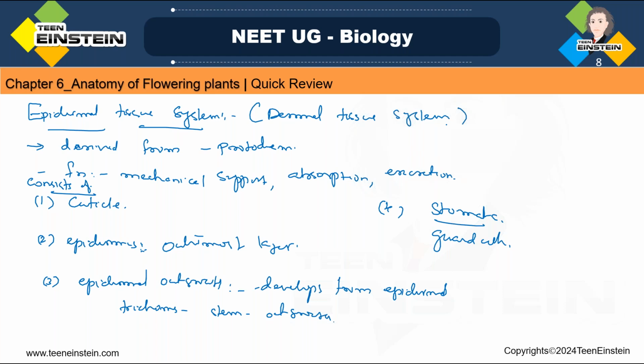And the tissue system in plants is categorized into three important tissue systems: epidermal tissue system, ground tissue system and vascular tissue system. In that, the epidermal tissue system we have already learned, which consists of cuticle, epidermis, epidermal outgrowth, then stomata. Next, ground tissue system and the vascular tissue system we will learn with the help of diagrams in the next class. Okay, thank you.